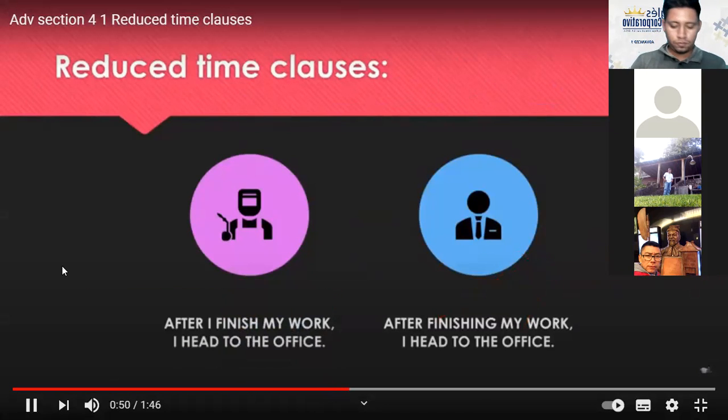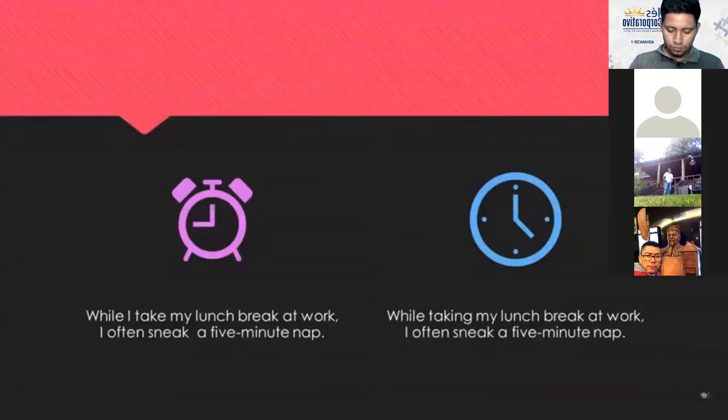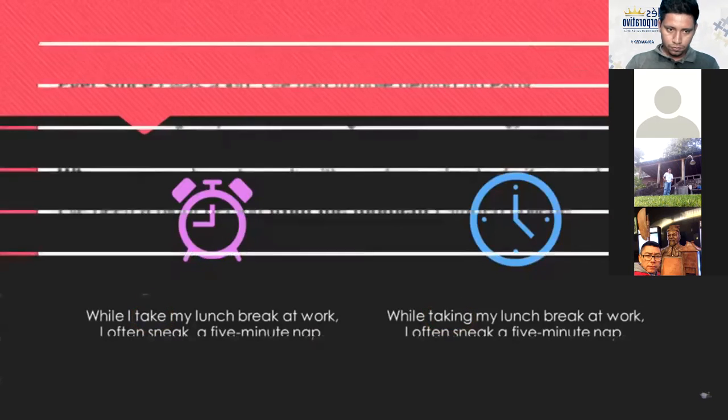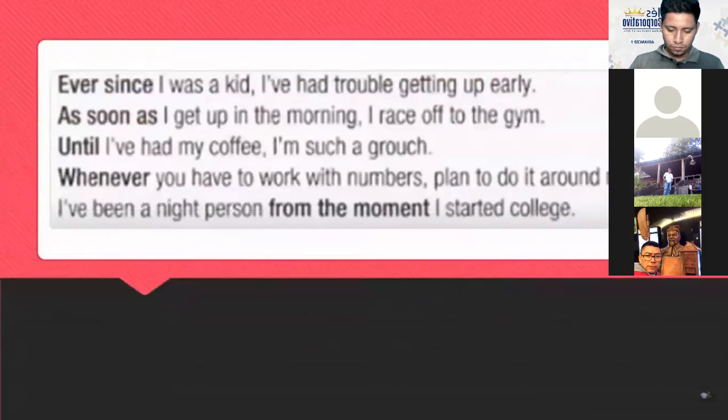This is another example using while. While I take my lunch break at work, I often sneak a 5-minute nap. It can be changed too. While taking my lunch break at work, I often sneak a 5-minute nap. Notice we omitted the subject again and the verb take became taking. However, other time clauses cannot usually be reduced. For example, ever since I was a kid, I've had trouble getting up early. As soon as I get up in the morning, I race off to the gym. Until I've had my coffee break, I'm such a grouch. Whenever you have to work with numbers, plan to do it around noon. I've been a night person from the moment I started college.